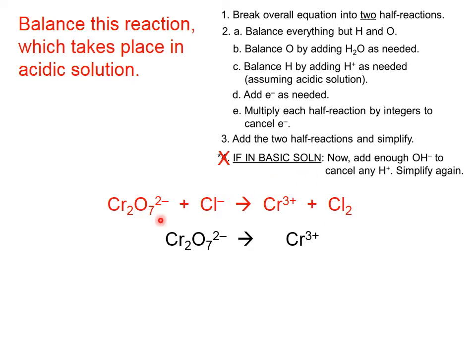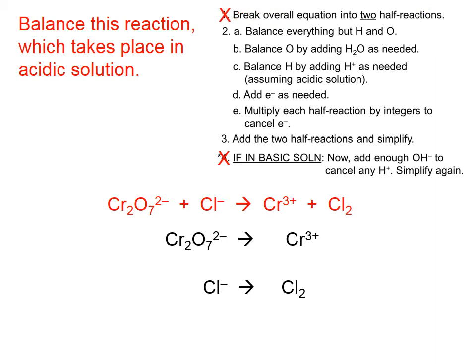And here you can see that we have the dichromate ion on the reactant side, and then we have some chromium-3 that's on the product side. The chromiums are going to match up. That's the start for one of my half reactions, and the other half reaction is going to involve the chloride ion on one side and chlorine on the other side. Step number 1, done. Let's move to step number 2.